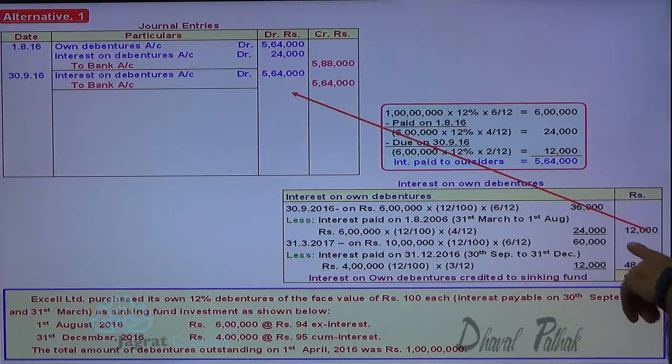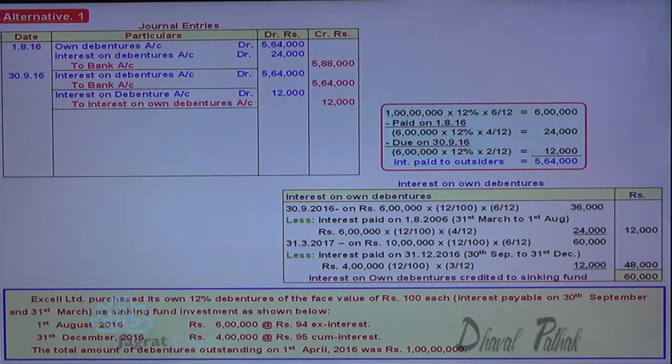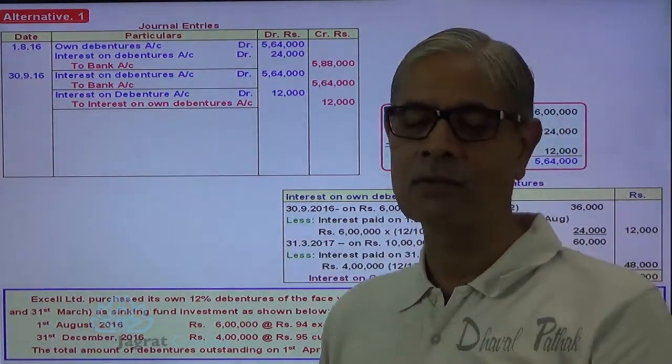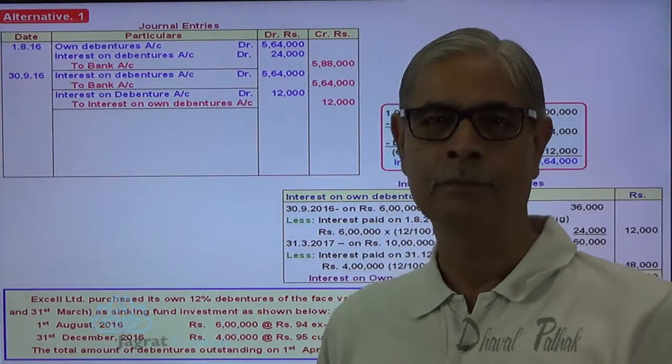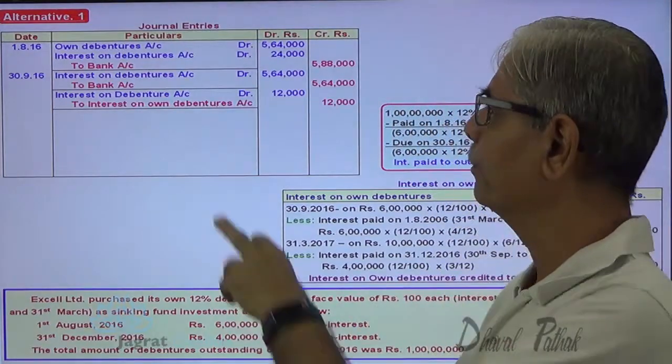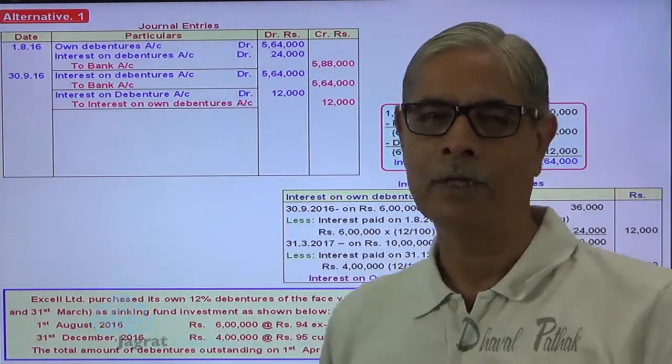But here the debenture interest account debit to interest on own debenture account credit. So this is the interest on own debenture account credit 12,000 that will be transferred to sinking fund, either on the interest date or at the end of the year. Anyway, so this is how the entries are recorded.